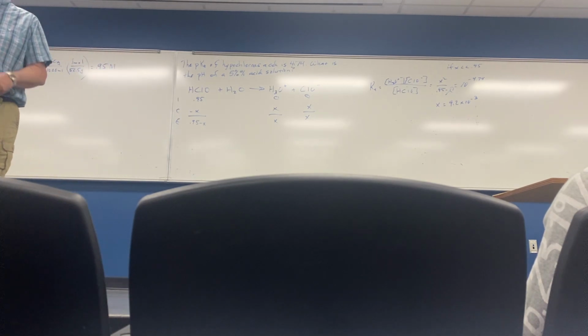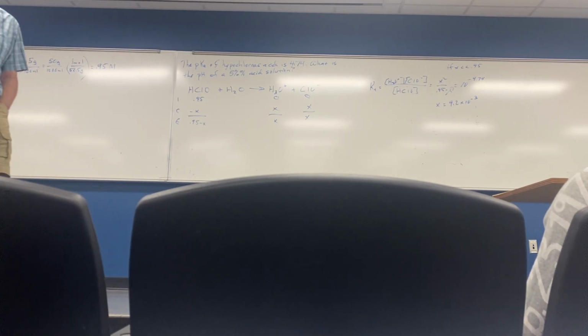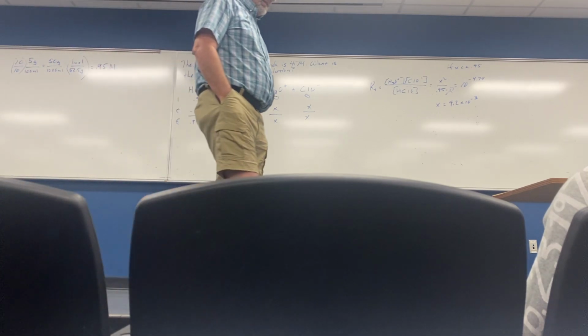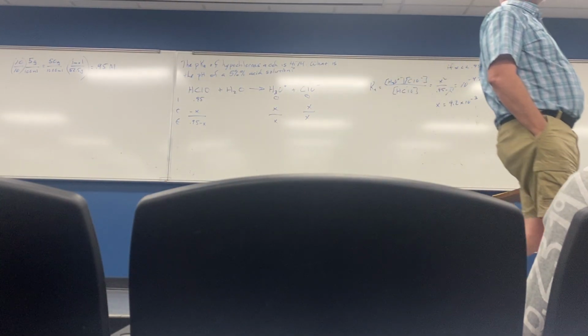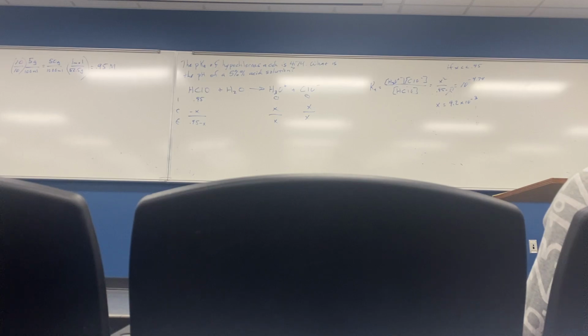Because we haven't actually answered the question yet, which is what's the pH? We solved for x. Now we gotta solve for pH. What is pH? Not numerically, but what is it? Negative log of hydrogen ion concentration. Negative log of H3O plus. And what's the H3O plus? 4.2 times 10 to the minus third. That's that x.